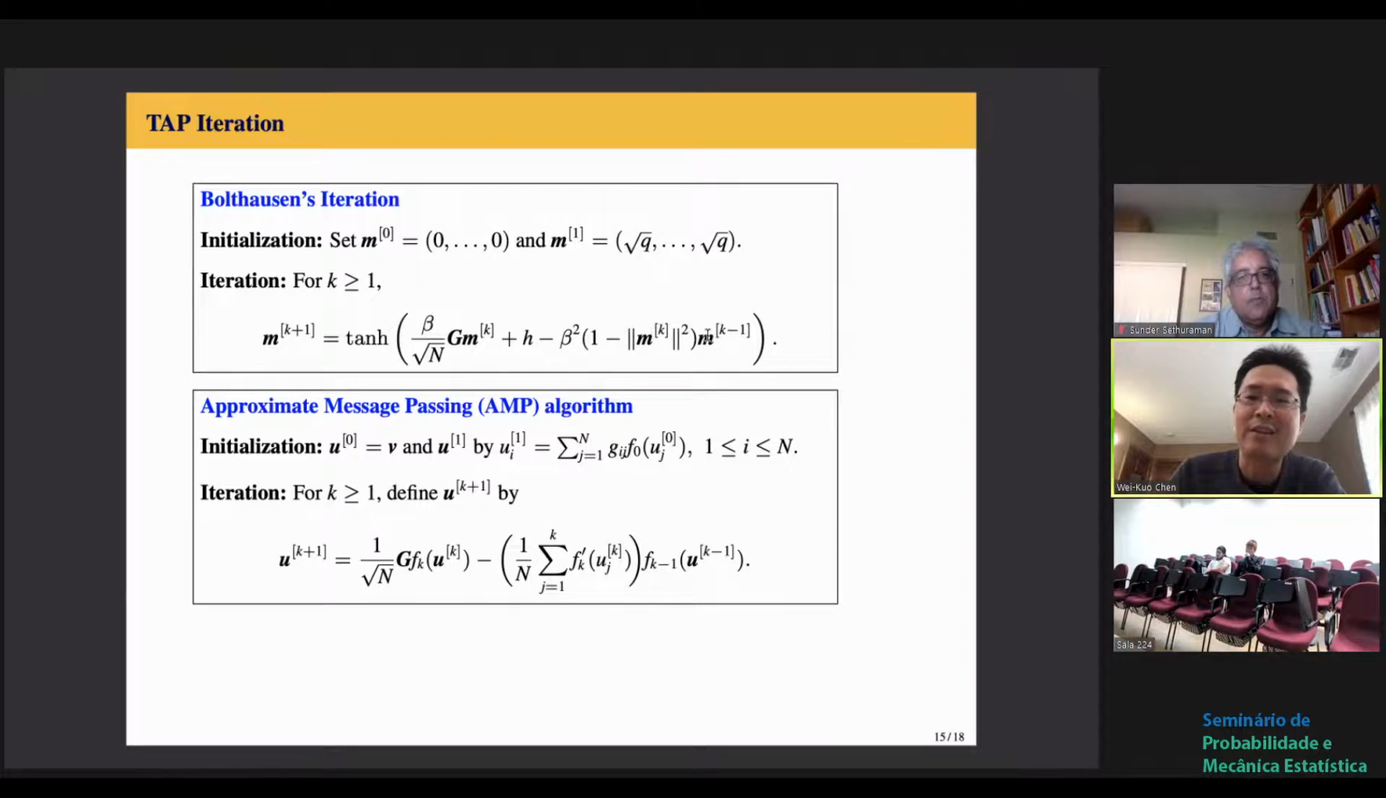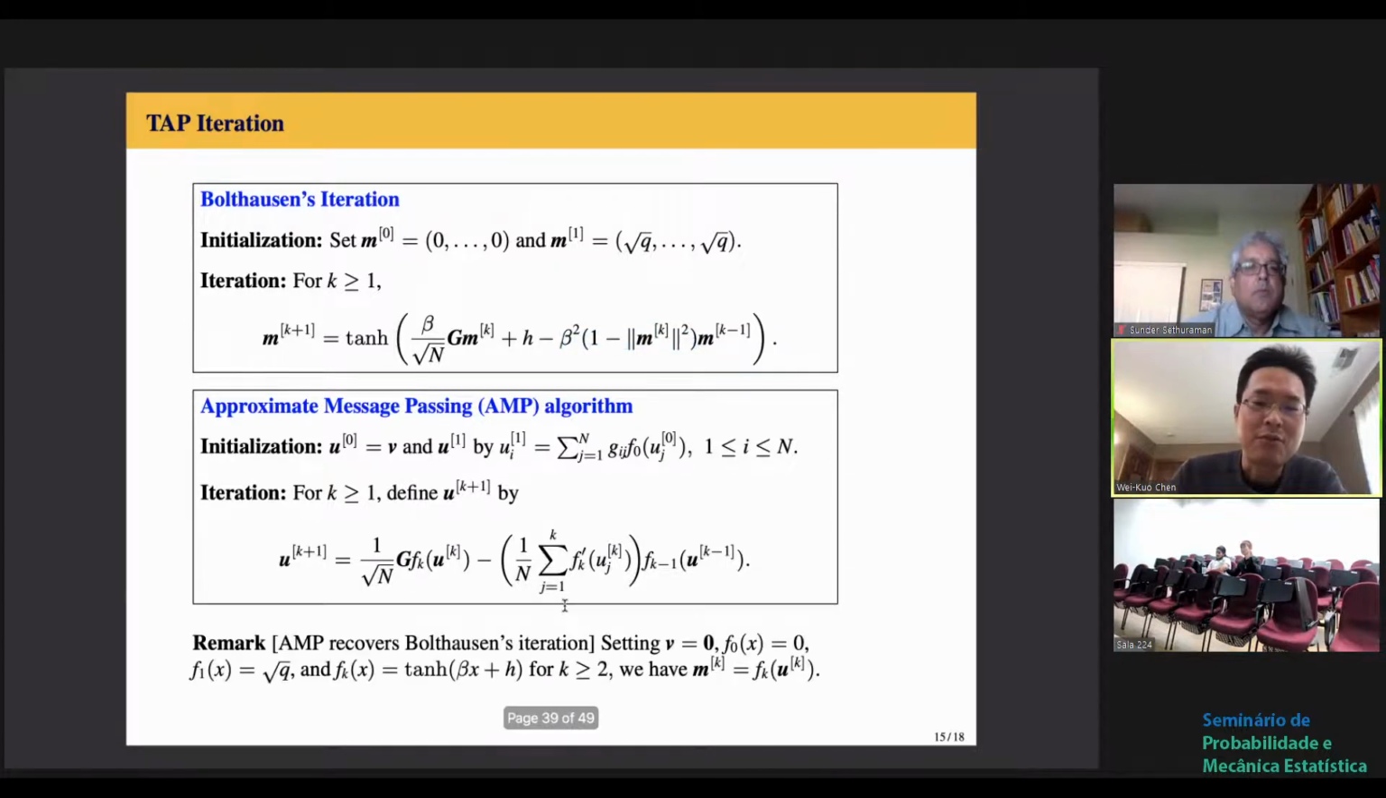And then here, this is slightly non-trivial. The m_{k-1} is also here. This is fine. But then you ask, how come this guy is equal to this? This really uses some important property of the hyperbolic tangent. In fact, if you select the initialization and the functions f0, f1, fk properly, then Bolthausen's iteration can be recovered explicitly.